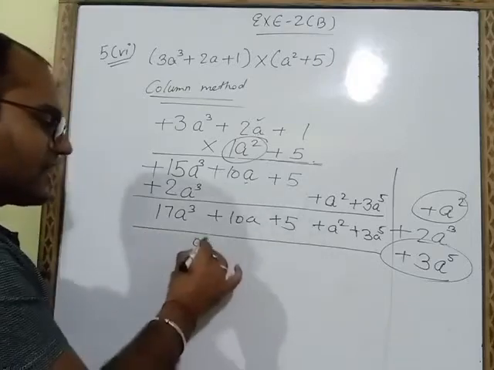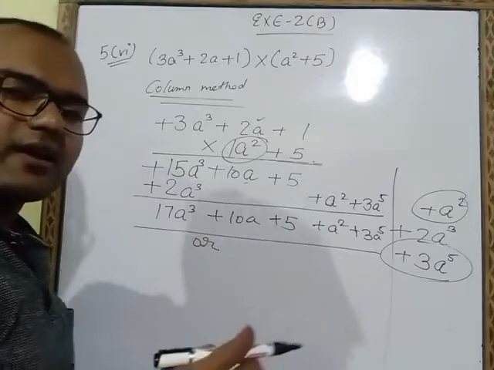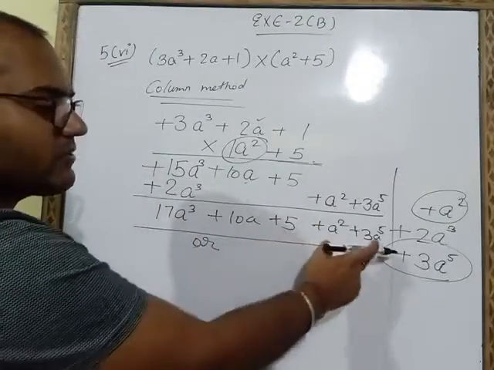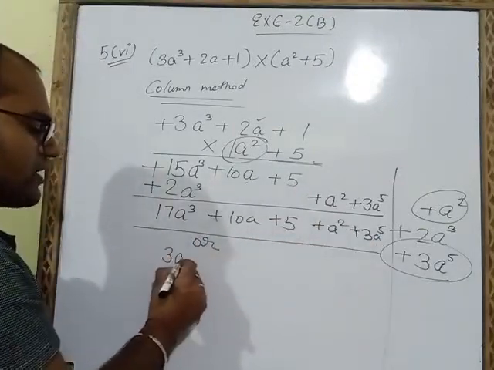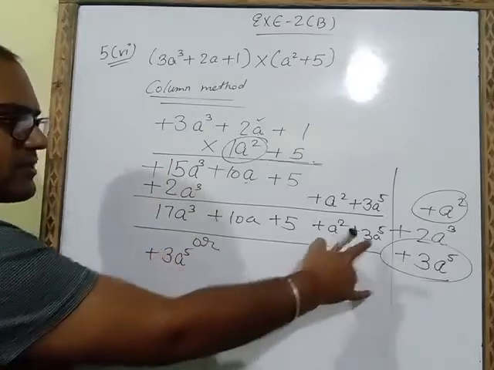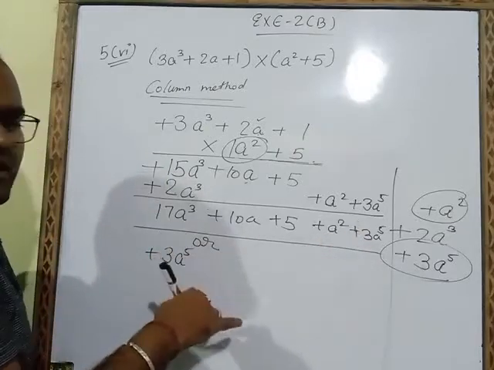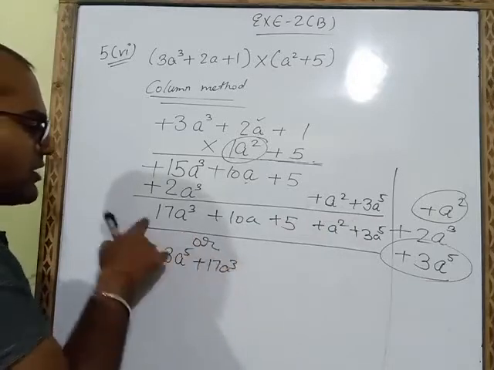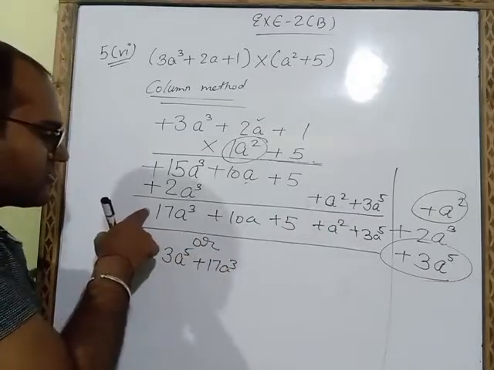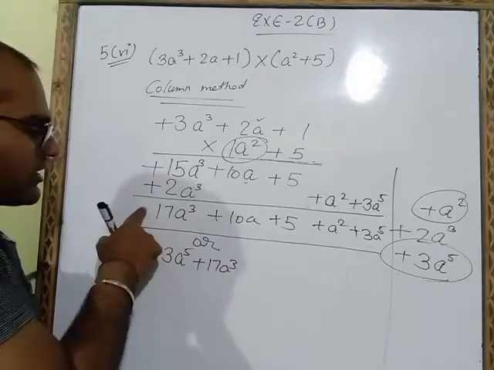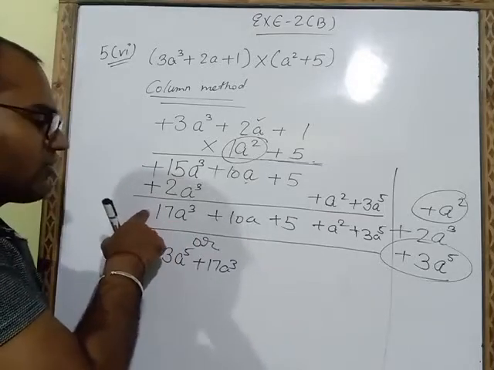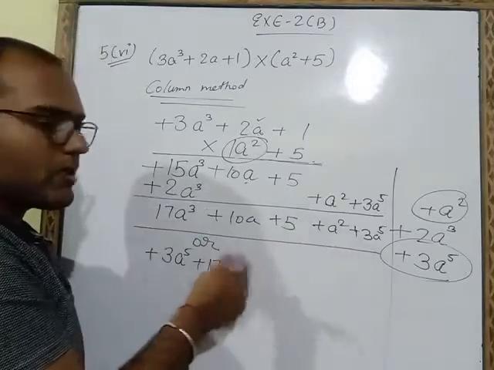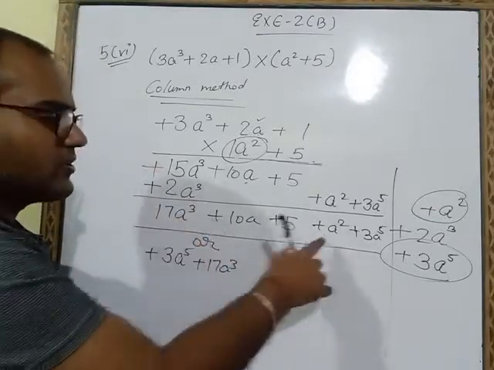Or you can write it like this also. First of all, you write the largest power term. Which term is having the largest power? 3a power 5. So first of all, you write plus 3a power 5. This term. Then after that, plus 17a cube. No sign is on the left of the 17a cube. Nothing is there on the left side. So we will take plus sign. That's why I had written plus. Now you will write the smaller power. Smaller than a cube. This is a square.